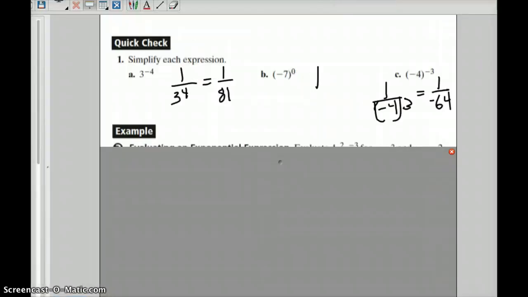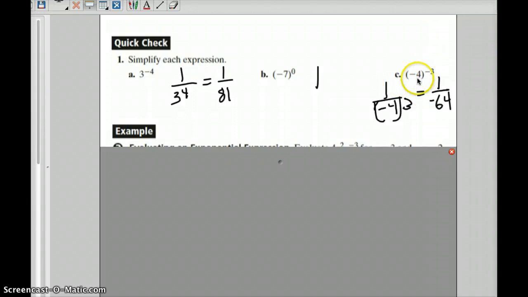Welcome back. Hopefully you paused this video and took a moment to try the quick checks. In our first quick check, 1a, we have 3 to the negative 4. My first step is to use that ticket to take the 3 to the 4th to the denominator. So now I have 1 over 3 to the 4th, and knowing that 3 squared is 9, multiply that by 3 again, 27, and once more to get 81. Here in B, everything is to the 0 power, so therefore that is going to be 1.